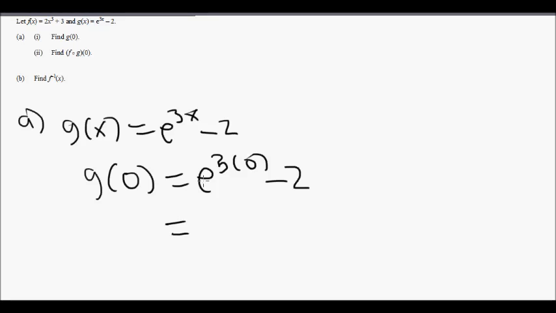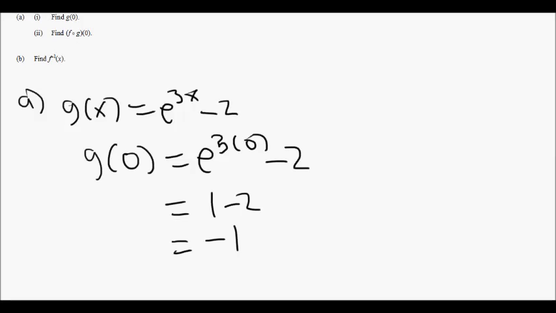Now, this seems quite complex, but I'll simplify it to being really easy. Well, first of all, 3 times 0 is 0, so it's just e to the 0. Now, any number to the power of 0 is automatically equal to 1, so it's just going to be 1 minus 2, and hence g of 0 is going to equal negative 1.